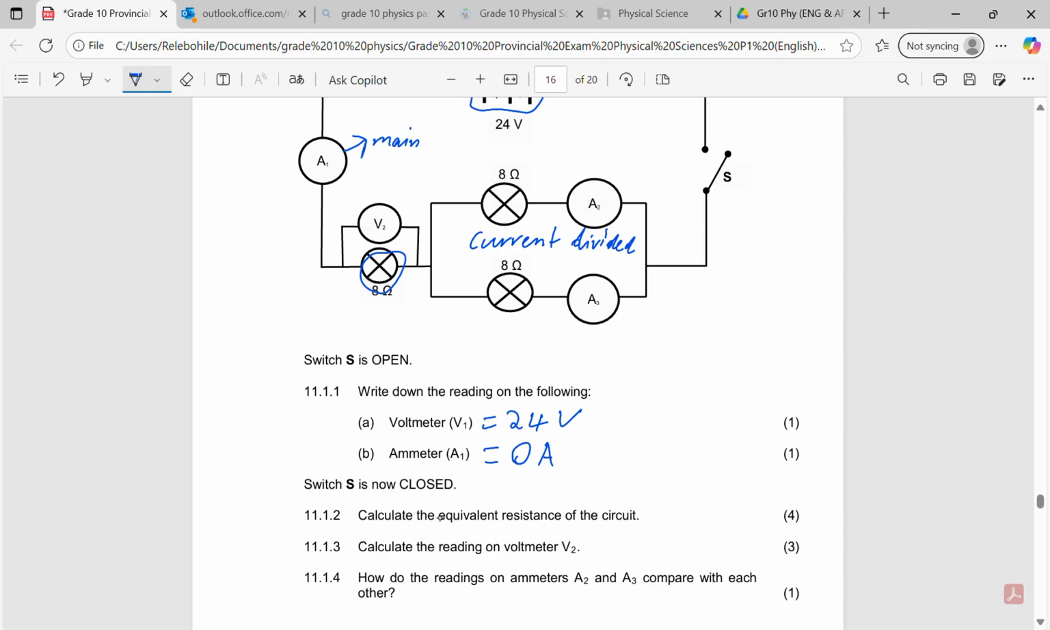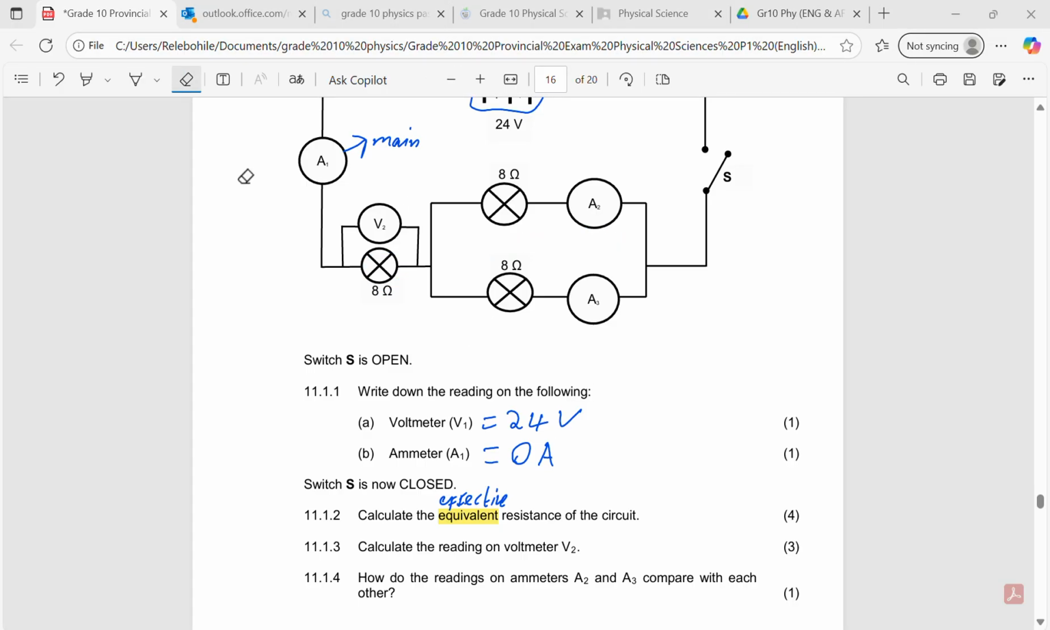Guys, when you see the word equivalent, sometimes you will see the word effective. Let me also write that one down. If they say equivalent or effective resistance, they mean find the total resistance. That's what they mean in simple terms. So let's go about finding our total resistance.